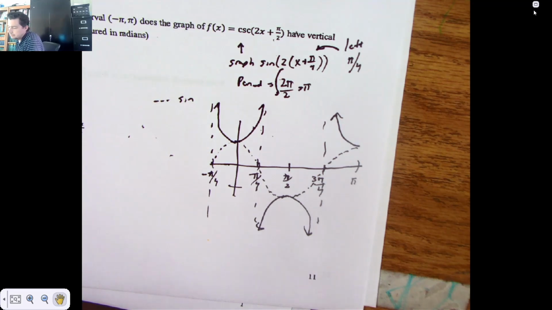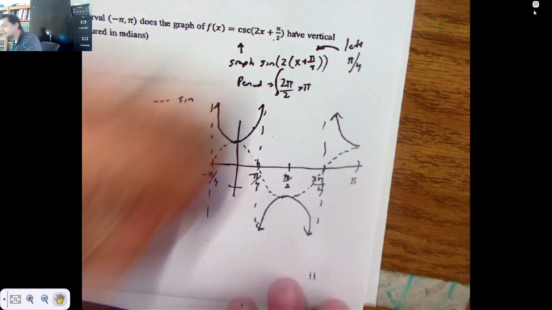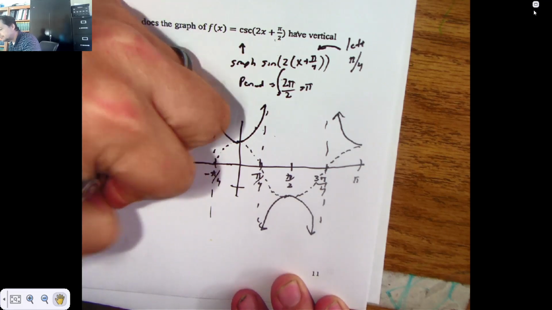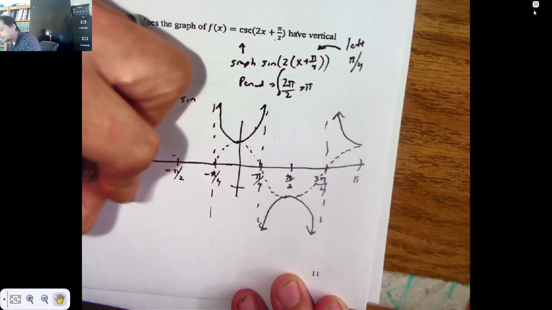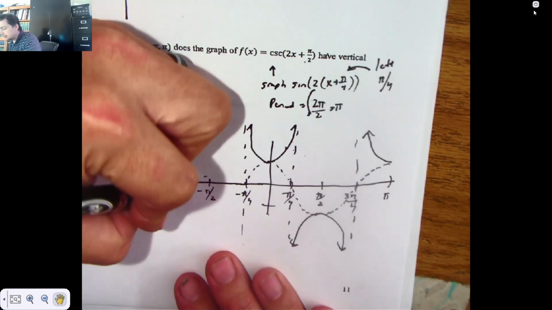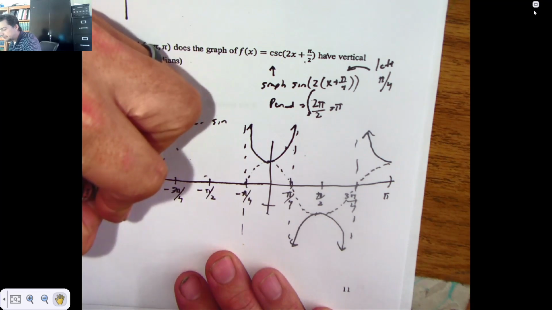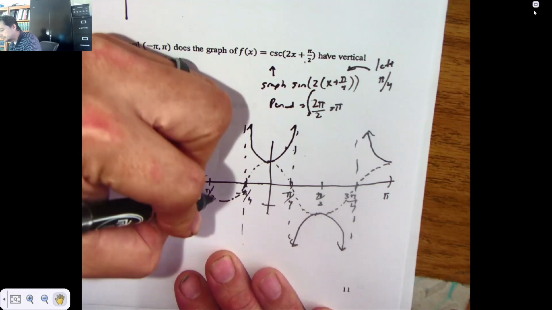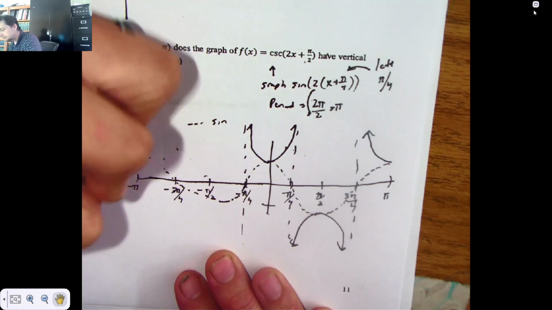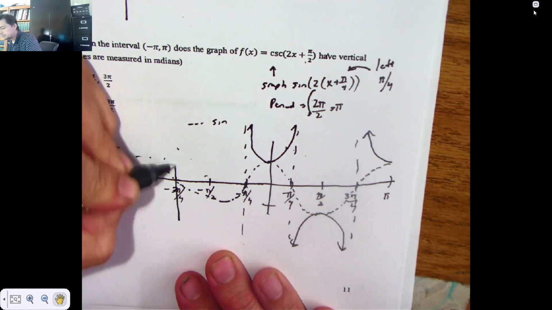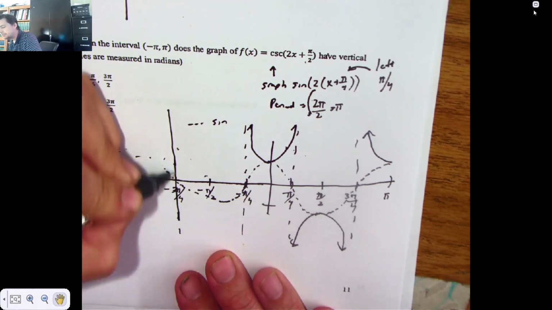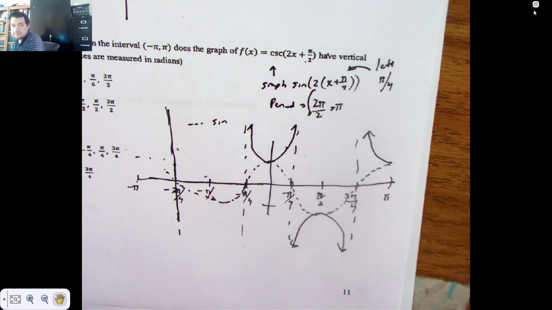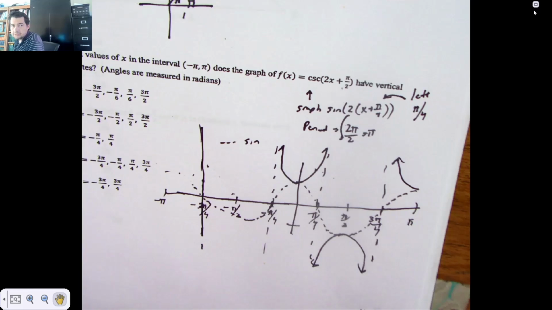So, oh, they want me to do negative pi to pi, didn't they? I have to keep going, don't I? Oops. So I guess we'd have negative pi over 2, negative 3 pi over 4, and then negative pi. Let me continue my dashing here. Wherever you cross, that should have been dashed too, sorry. Anyways, where do we have these vertical asymptotes? I believe it's choice D.